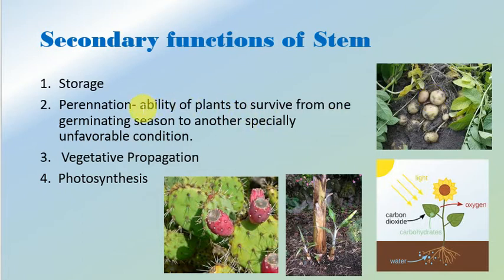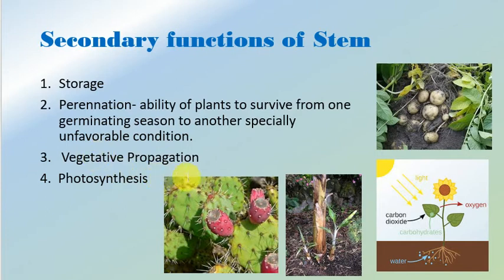Then perennation. Now what is perennation? It is the ability of plants to survive from one growing season to another, especially in unfavorable conditions. So rhizomes of certain plants do this kind of function. In unfavorable conditions the plant cannot survive, but the rhizome can survive, and in the next growing season, in favorable conditions, the rhizome can germinate and grow like a seed, and that is how stem can also do the function of perennation.